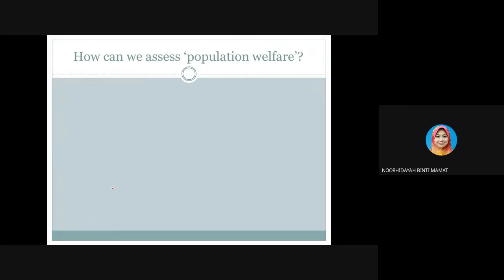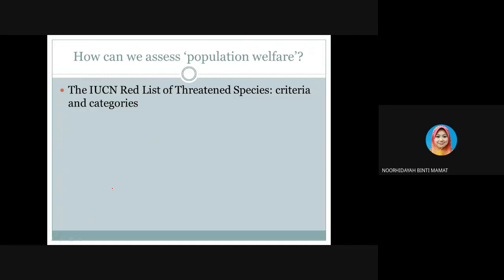So how can we assess population welfare? Just now you already learned about population welfare, so how can we assess it? Since population welfare and its assessment is a novel concept, one way of assessment would be to adapt a method not originally developed for this purpose. For example, we use the IUCN. The IUCN has the Red List of Threatened Species.